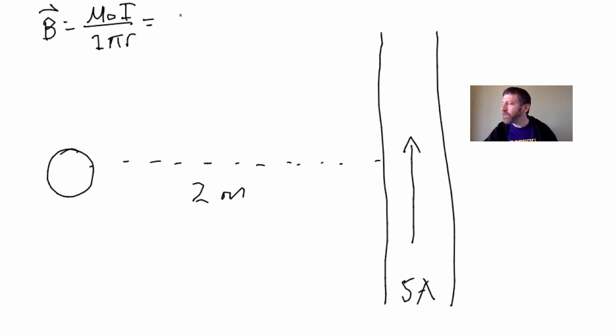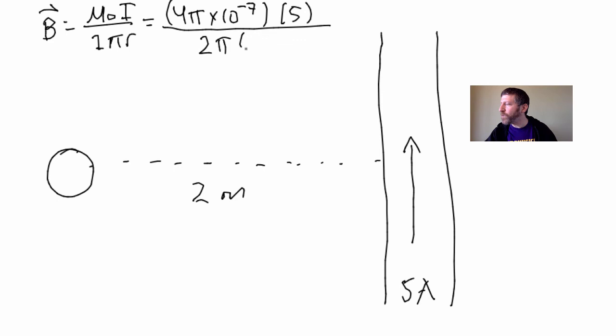And that is 4 pi times 10 to the negative 7 times the current, which is 5 amperes. You divide that by 2 pi times the radius, which is 2 meters. And when you get all that, notice that this 4 pi cancels that 4 pi. You just get 5 times 10 to the negative 7 Teslas.